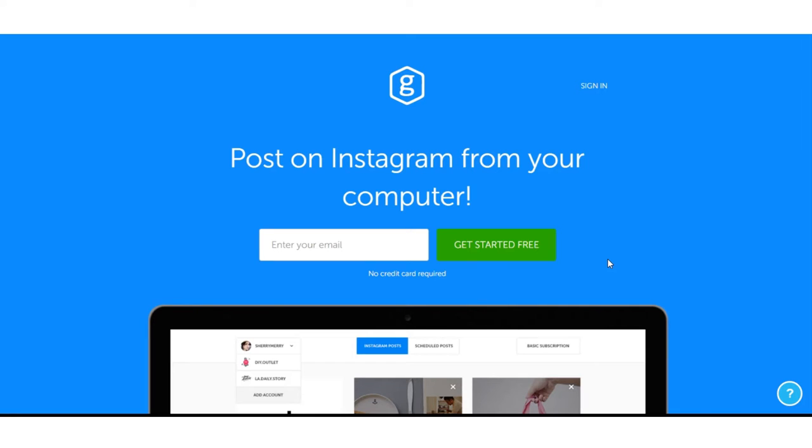AppSumo is a newsletter-based entity that you can sign up for, and they will let you know of different types of opportunities that are out there for great prices. And I was able to purchase this as a lifetime deal. They also offer it as a monthly deal as well.